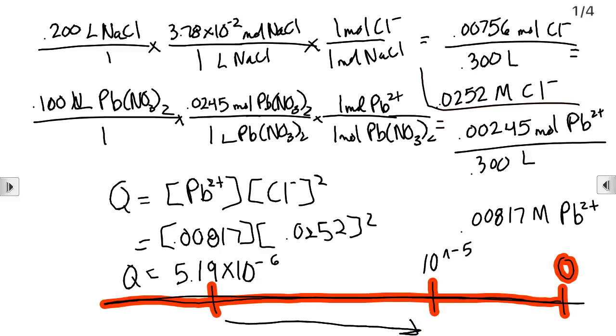That means that as the system reaches equilibrium, it will have to go toward the ion side. So no precipitate will form. That's a lot of work to get to that. So Q is less than K, so no precipitate forms.